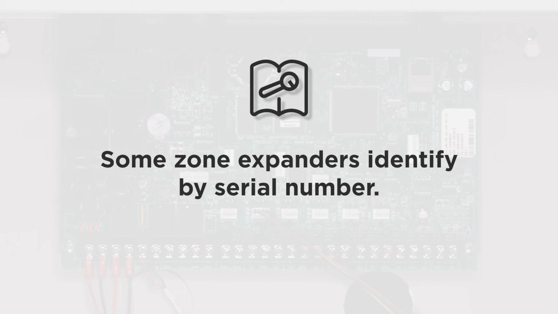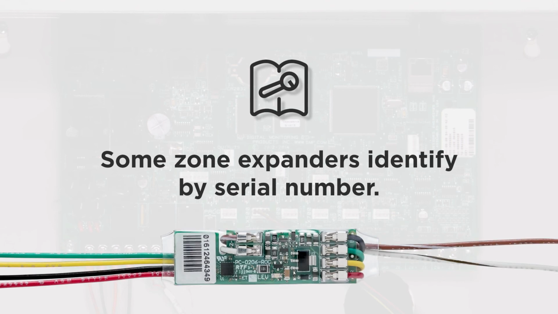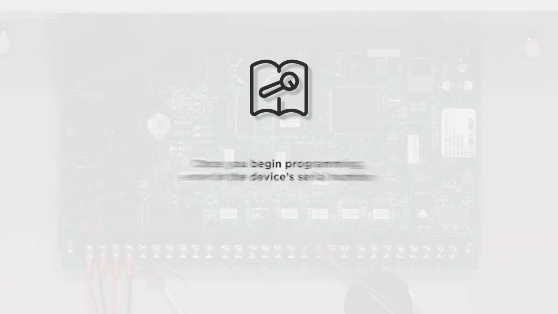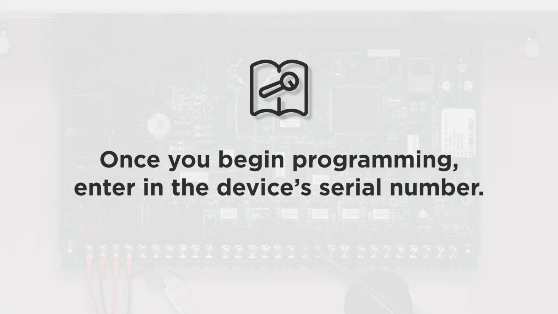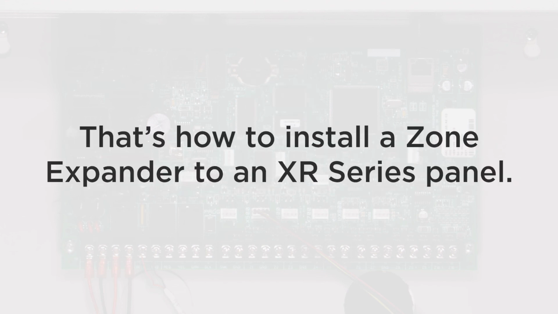Some zone expanders have a serial number and identify without having to physically set the rotary dials. In this case, take note of the expander serial number. Once you begin programming the device, enter in the device's serial number. That's how to install a zone expander to an XR series panel.